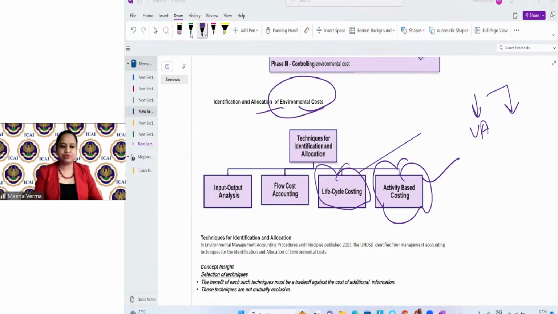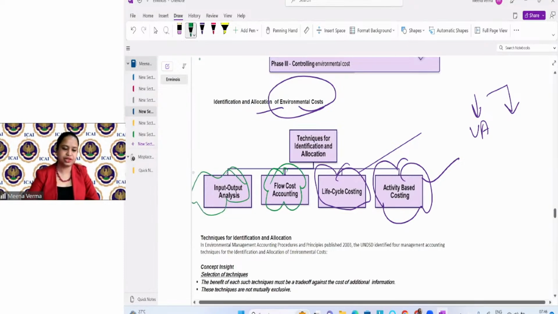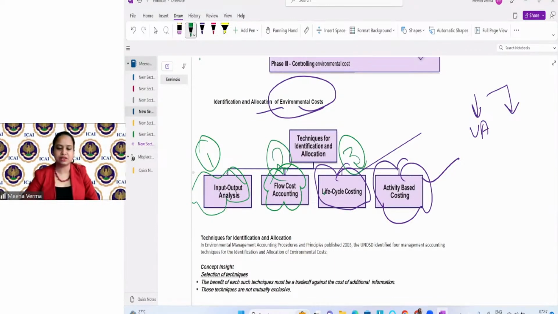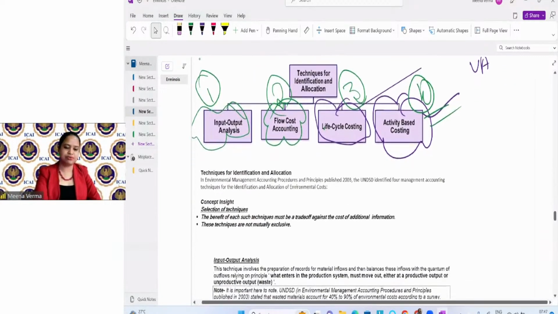Now, see, these costs will be accounted for. We will prepare the cost sheet by using these methods. So first is input and output analysis. Second one is flow cost accounting. Third one is life cycle costing. And the fourth one is activity-based costing. All right. Now let's learn about them one by one.